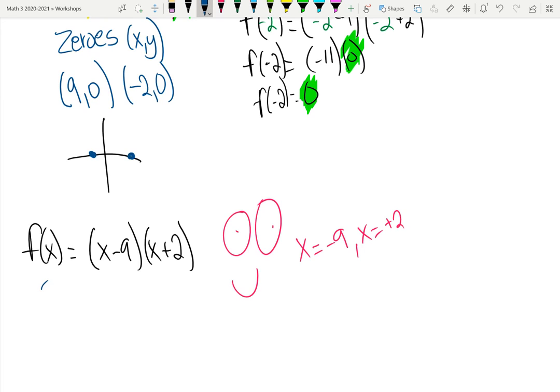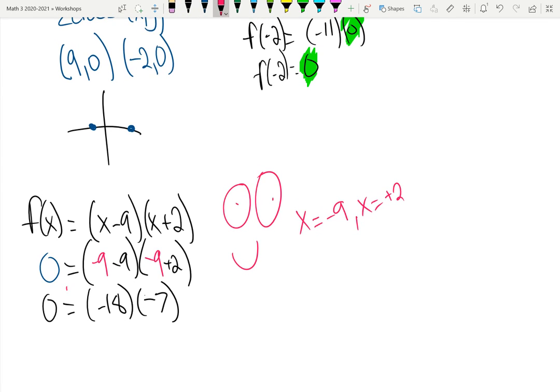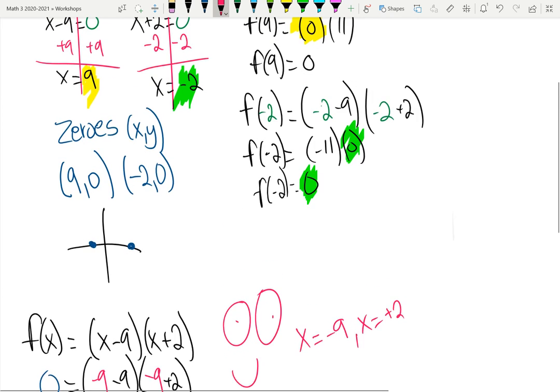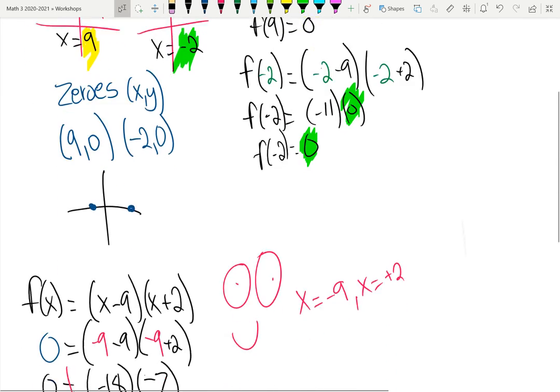So I'm going to set this to be 0, and I'm going to substitute in negative 9. I substituted in for all of my x values. I clean up, and notice what happens. We do not have a product of 0. Negative 18 times negative 7 is not 0, meaning this is not a balanced solution. Notice how much of a difference the positive and the negative sign has on the output.